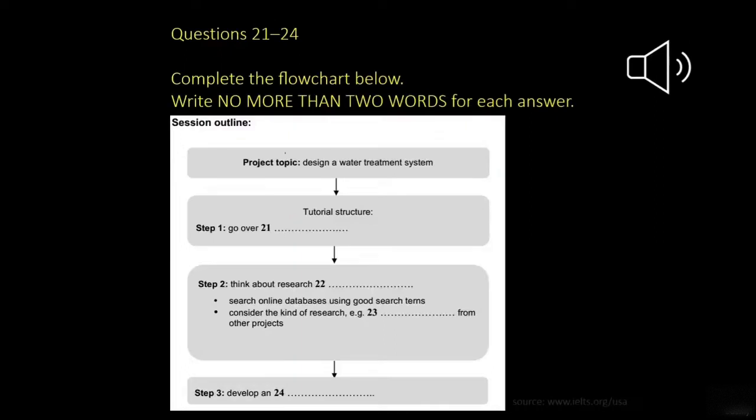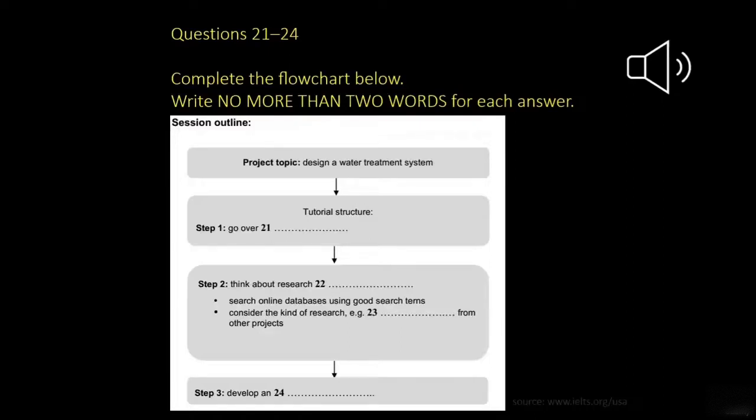Now look at this. See this, there's something called the diagram or title of the flowchart, that is session outline. The first step itself talks about project topic. Then we have tutorial structure. You see there's a sequence being maintained, and this is what we call a flowchart. I'm going to play the audio, and your task is to find the answers to numbers 21, 22, 23, and 24. All right, get ready. Good luck.